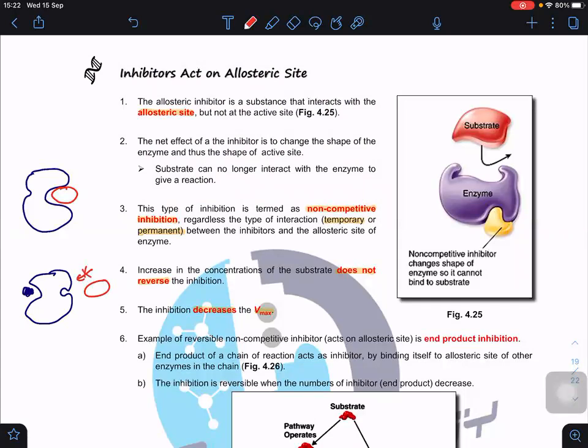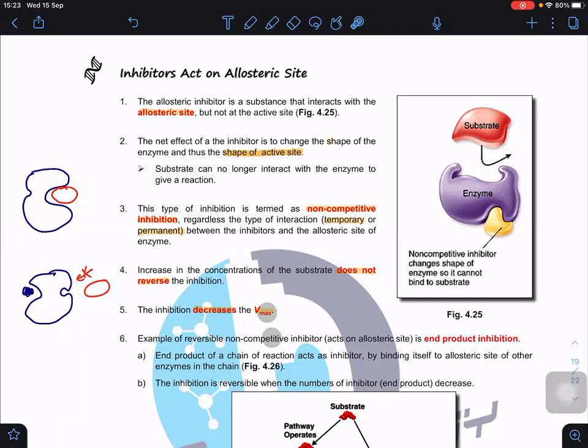Whether they bind briefly or they bind tightly, it doesn't matter. Are you clear? Whether it binds briefly or tightly, the substrate no longer can bind to the active site because the shape of the active site has now changed. So the net effect of the inhibitor is to change the shape of the active site. Initially they change the shape of the enzyme and that results in a change in the shape of the active site, but in the exam we focus on the shape of the active site. So when the active site has changed, can you see that? The substrate no longer can bind, therefore the enzyme activity is inhibited.